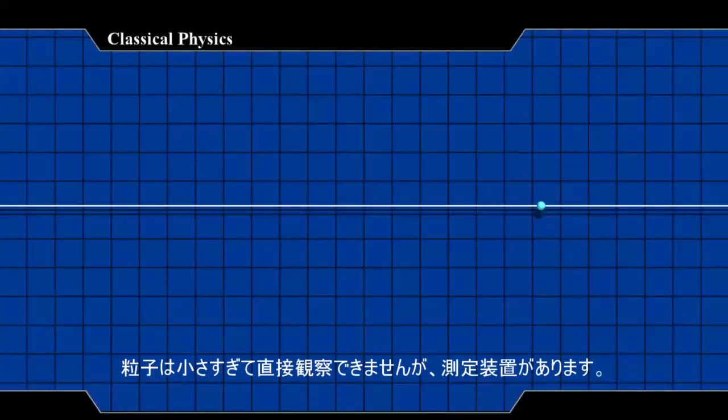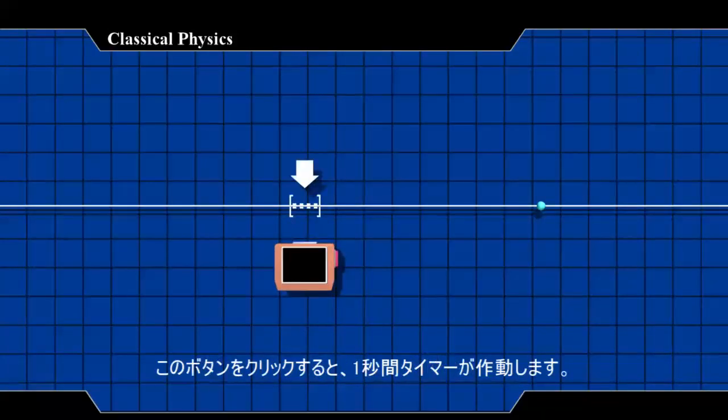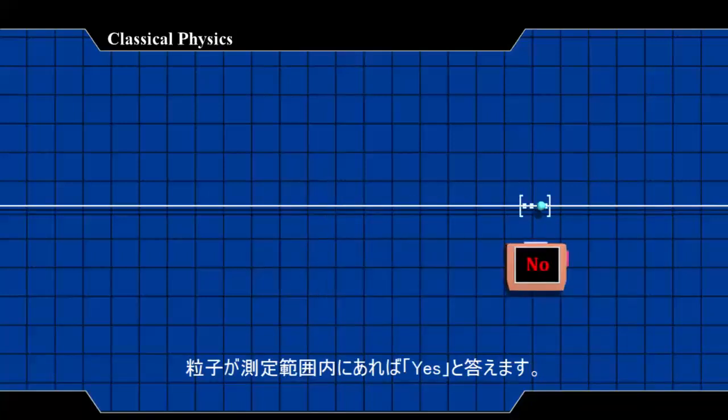The particle is too small to be observed directly, but we have a measurement device. It can only detect the particle within this range. When we click this button, a 1-second timer is activated. When the timer is up, the device makes a measurement and tells us if it detected the particle. It will say yes if the particle is anywhere within the measurement range.